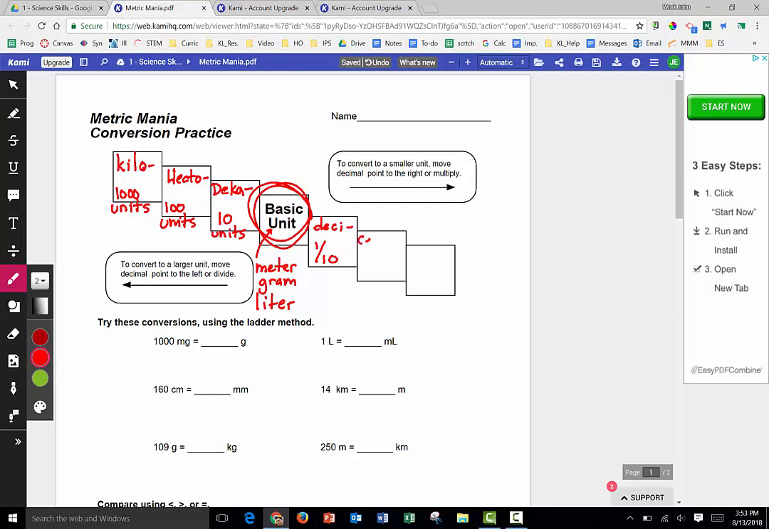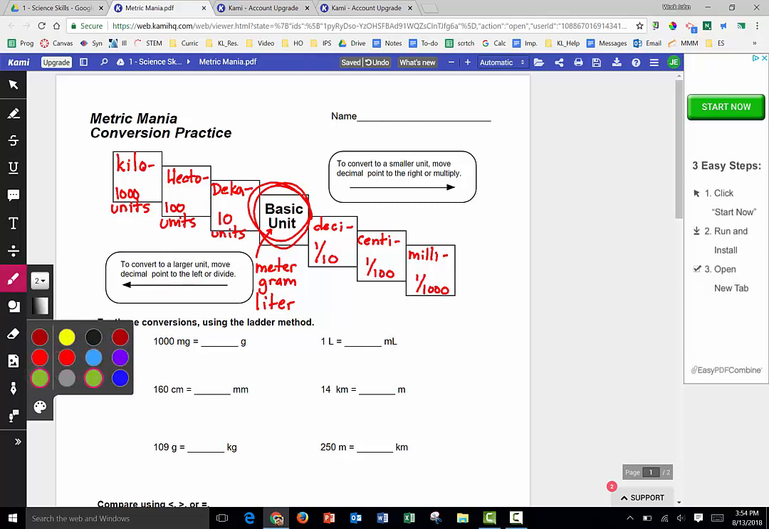Another prefix you're probably familiar with is the centimeter, which is a hundredth. And again, these aren't limited to just meter. They could be a centigram or a centiliter. It just means a hundredth. And then finally, the millimeter, or the milligram, milliliter. It's a thousandth.